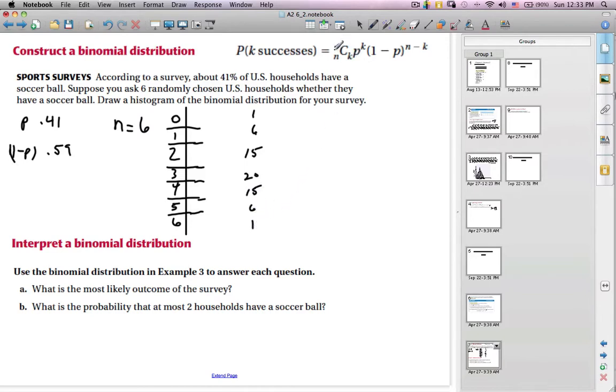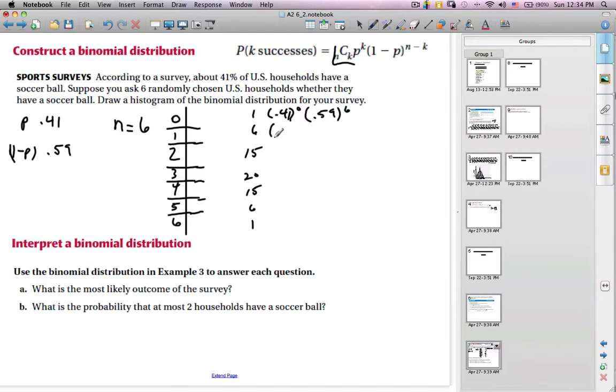So that's this part right here. So I could calculate the combinations, but I have Pascal's triangle. I didn't have to do that. I went ahead and looked at Pascal's triangle and just pulled the values. Right, then I'm going to have 0.41 to the 0 power, times the probability of failure to the n minus k power. So in this case, if k was 0, 6 minus 0 would be 6.